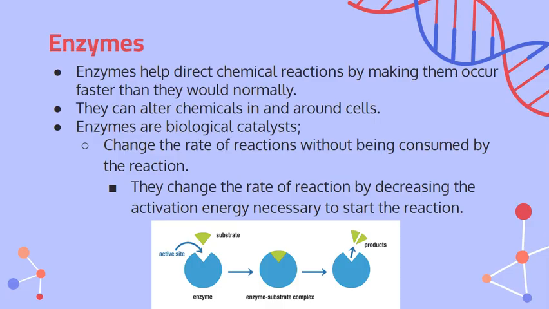So they can take two things and break them apart or add them together and then go and do it again. They change the rate of reaction by decreasing the activation energy needed to start the reaction. So if it requires 100 joules of energy, an enzyme can come in and cut that in half most of the time to make it only require 50 joules of energy.